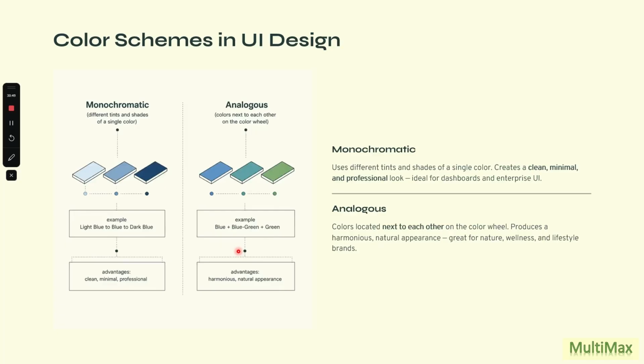Okay. What are monochromatic colors? The same color from a light shade to a dark shade.